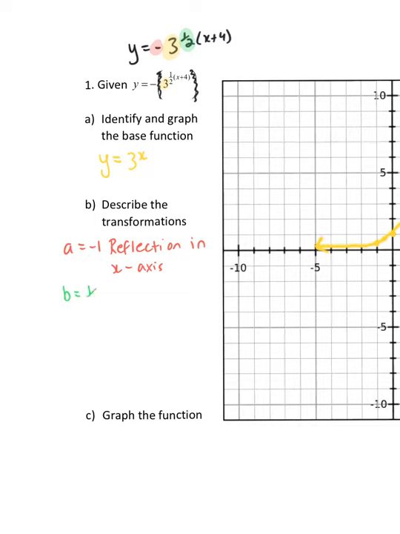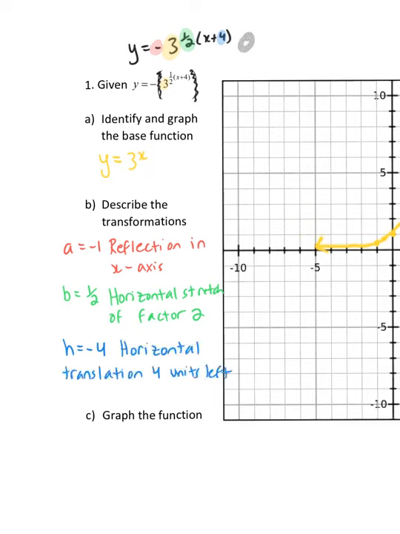Remember, this is in the bracket of lies, so that means there's a horizontal stretch of factor 2. The h value is being added to x, also inside the bracket of lies. Just do a quick check to make sure this is in factored form, which it is. So h is the opposite sign. So h is negative 4, which means there's a horizontal translation 4 units to the left. v would be the number that's being added outside of the function. So here there is nothing being added or subtracted.